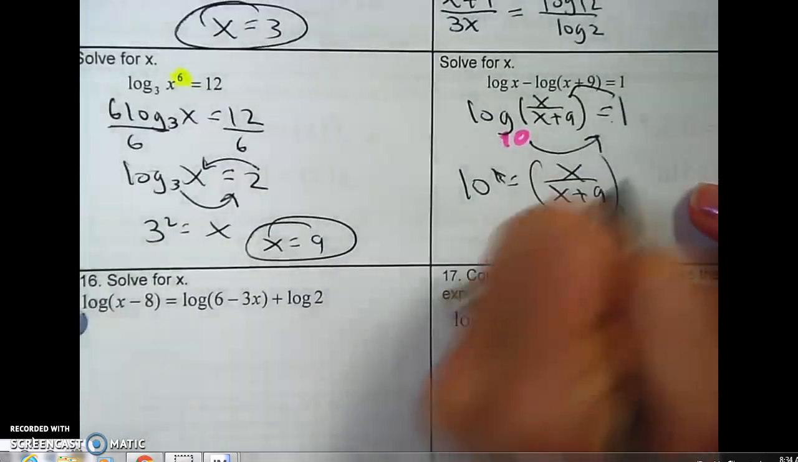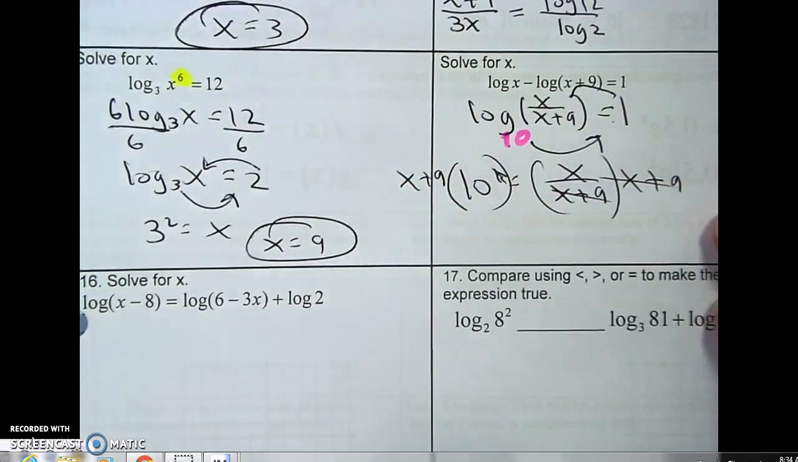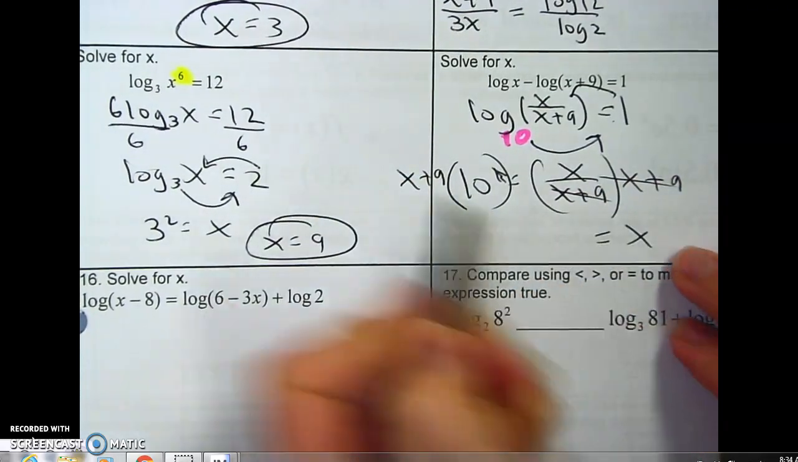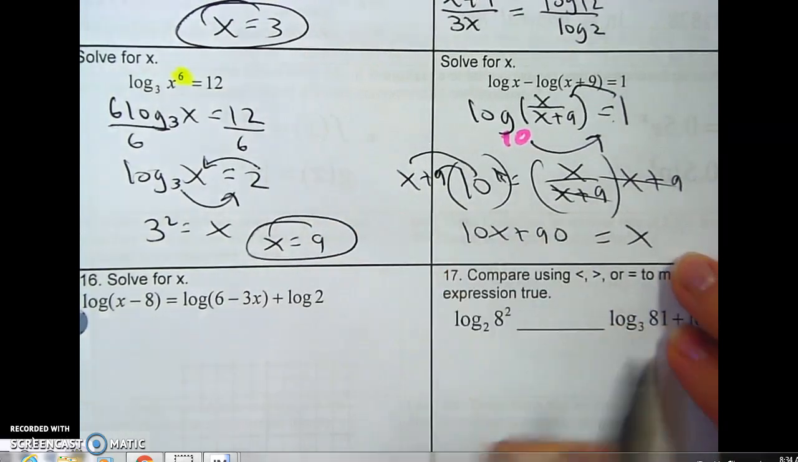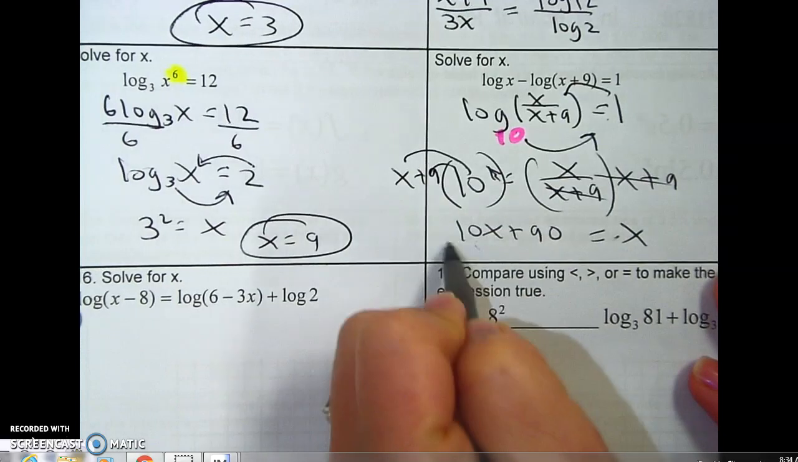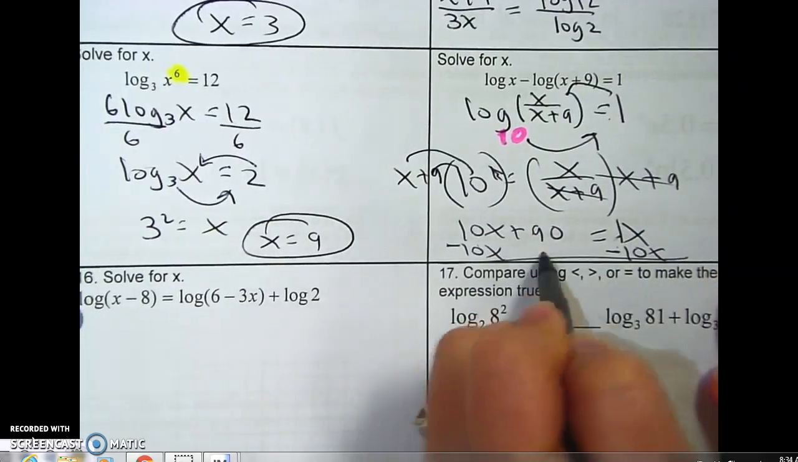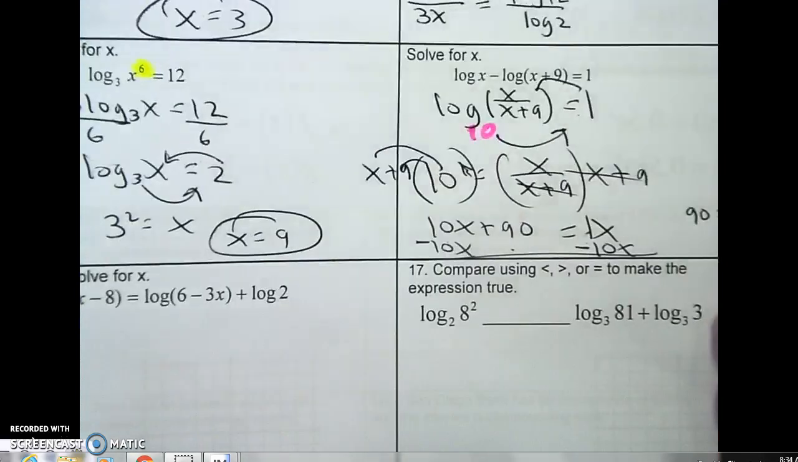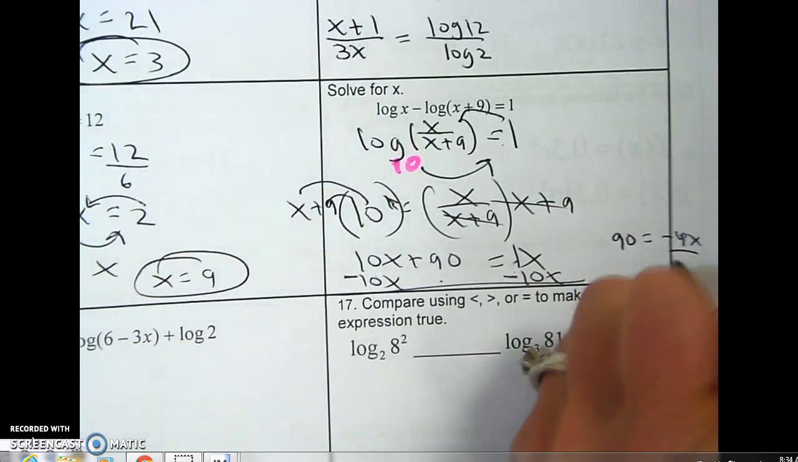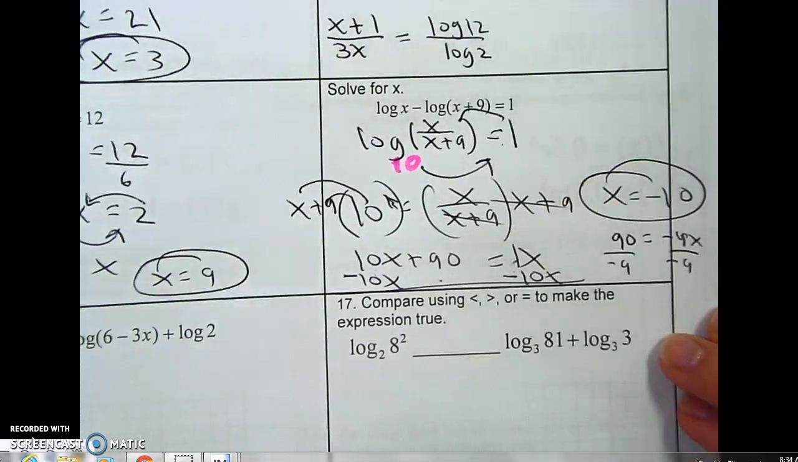We solve by multiplying both sides by x plus 9. That's gone. X equals distribute, distribute. Move this x over here by subtracting 10x, imaginary 1. I'm left with 90 equals negative 9x. And move that over. Divide by negative 9. X equals negative 10. Okay?